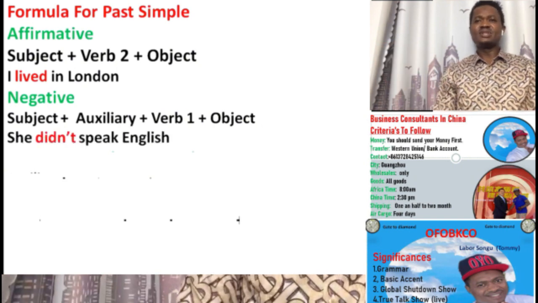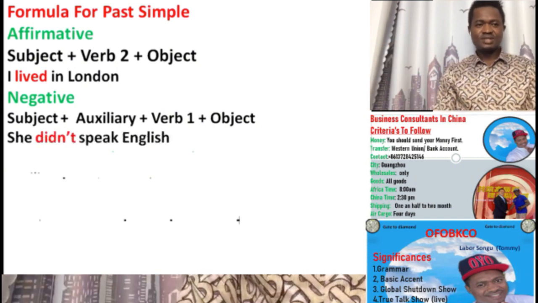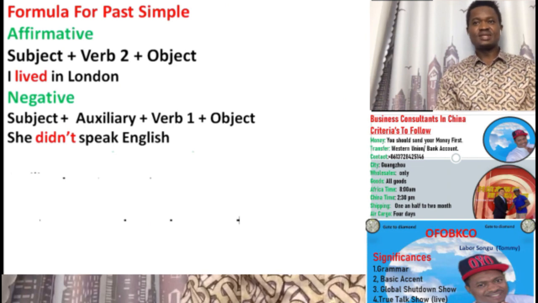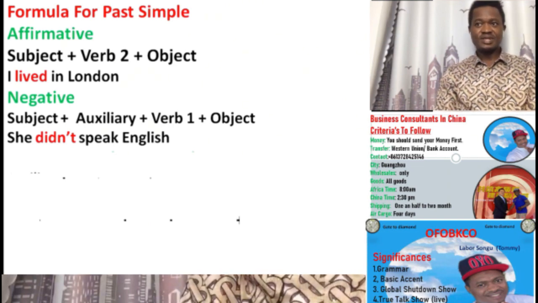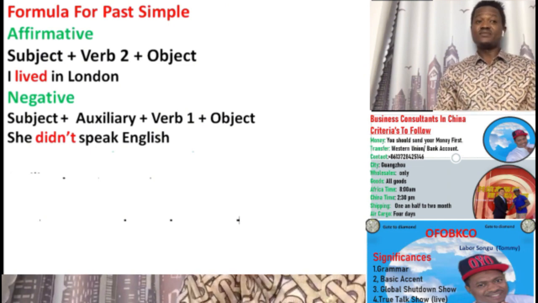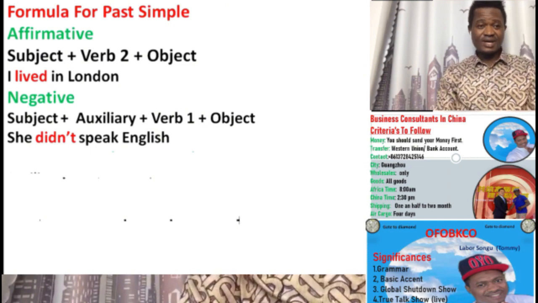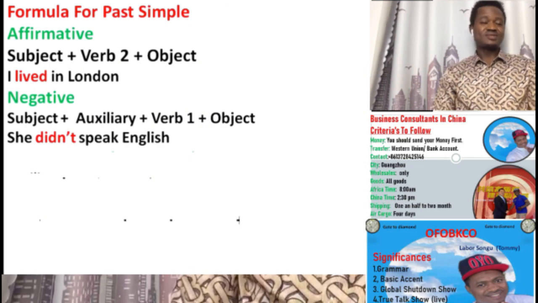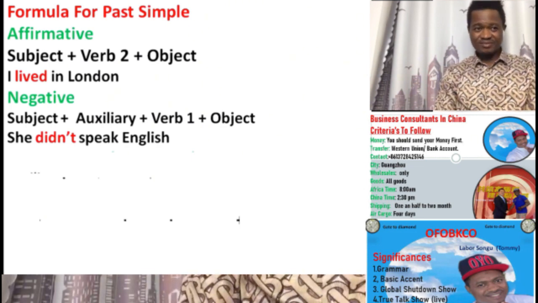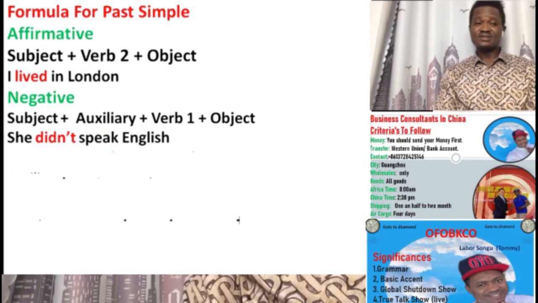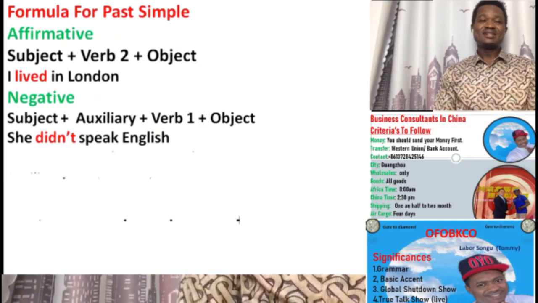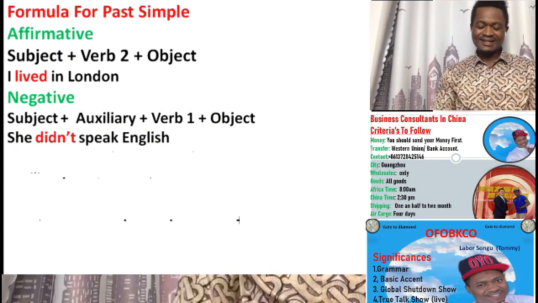So the example gotta be: she didn't speak English. So she is the subject. Didn't is the auxiliary. That is the negative form. Speak is the V1 verb. That is the base form. English is the object. So this is the simple formula for the negative form. This is the grammatical structure. So you gotta follow this one, guys. So important. This can help you to understand the past simple. That is the formula.